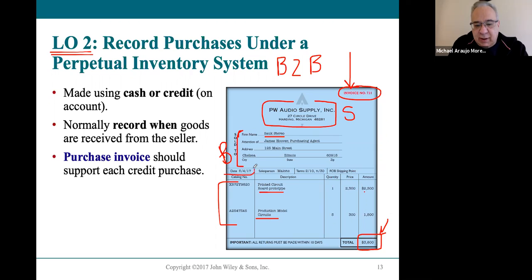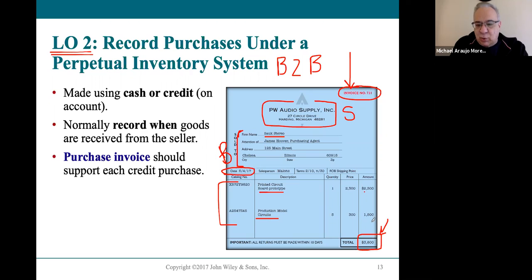Another thing that's going to matter is the date. When was the date of this transaction, right? The date was, in this case, 5/4/17. So that's important because, in accounting, we keep records by date, right? When we go into the journal to do a journal entry, the first thing we're asked to do is put the date in. So that is very, very important as well.